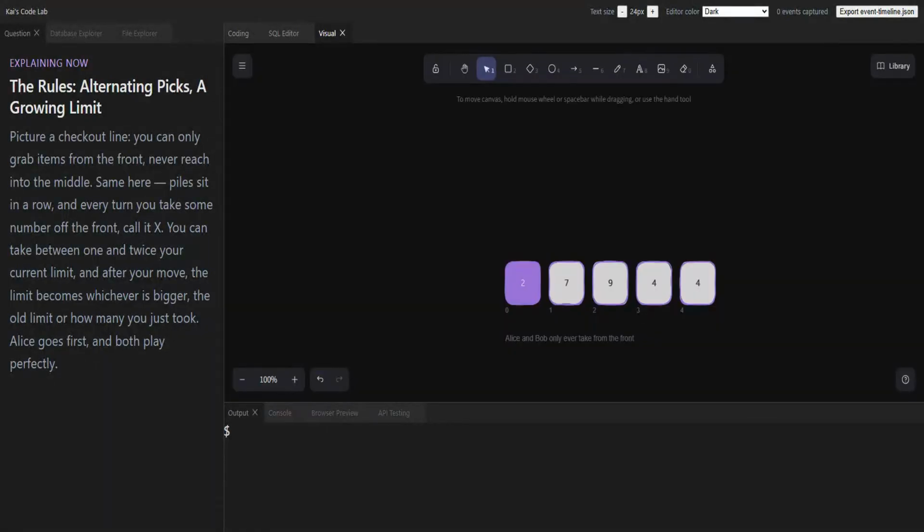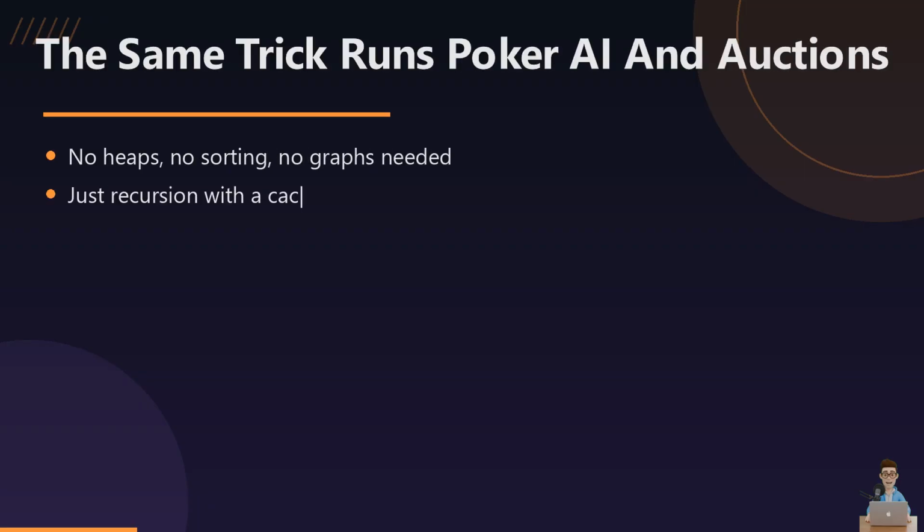Picture a checkout line. You can only grab items from the front, never reach into the middle. Same here. Piles sit in a row, and every turn you take some number off the front, call it X. You can take between 1 and twice your current limit, and after your move, the limit becomes whichever is bigger, the old limit or how many you just took. Alice goes first and both play perfectly. No heavyweight algorithm here. Recursion and a dictionary is the whole toolkit.